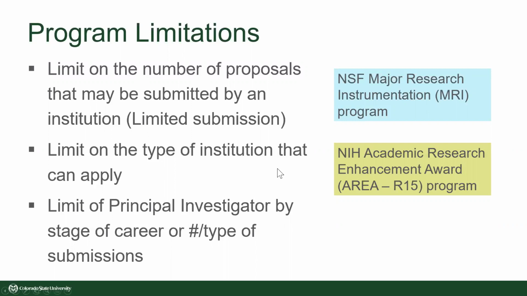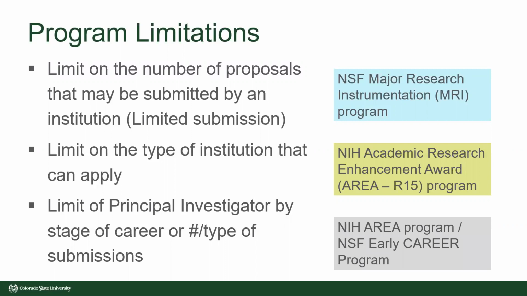And so examples of programs that have those limitations are the NIH AREA program. Again, with the NIH AREA program, the investigator cannot have a current R01 to be able to apply for the R15. And then the NSF early career program actually limits by how far out from the PhD, what stage of career the investigator's in. So all of that should be in the solicitation.